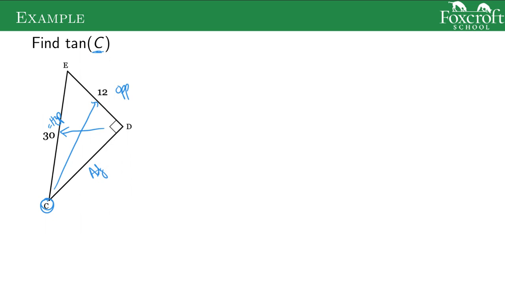The only problem here is tangent is TOA. Let me write it up here again just so we can remember. Tangent is TOA, but we don't have a value for A, the adjacent side. All right, so we're going to have to find that using the Pythagorean theorem. All right, so we'll do that quickly. Remember the hypotenuse goes by itself. 30 squared is 900. 12 squared is 144.